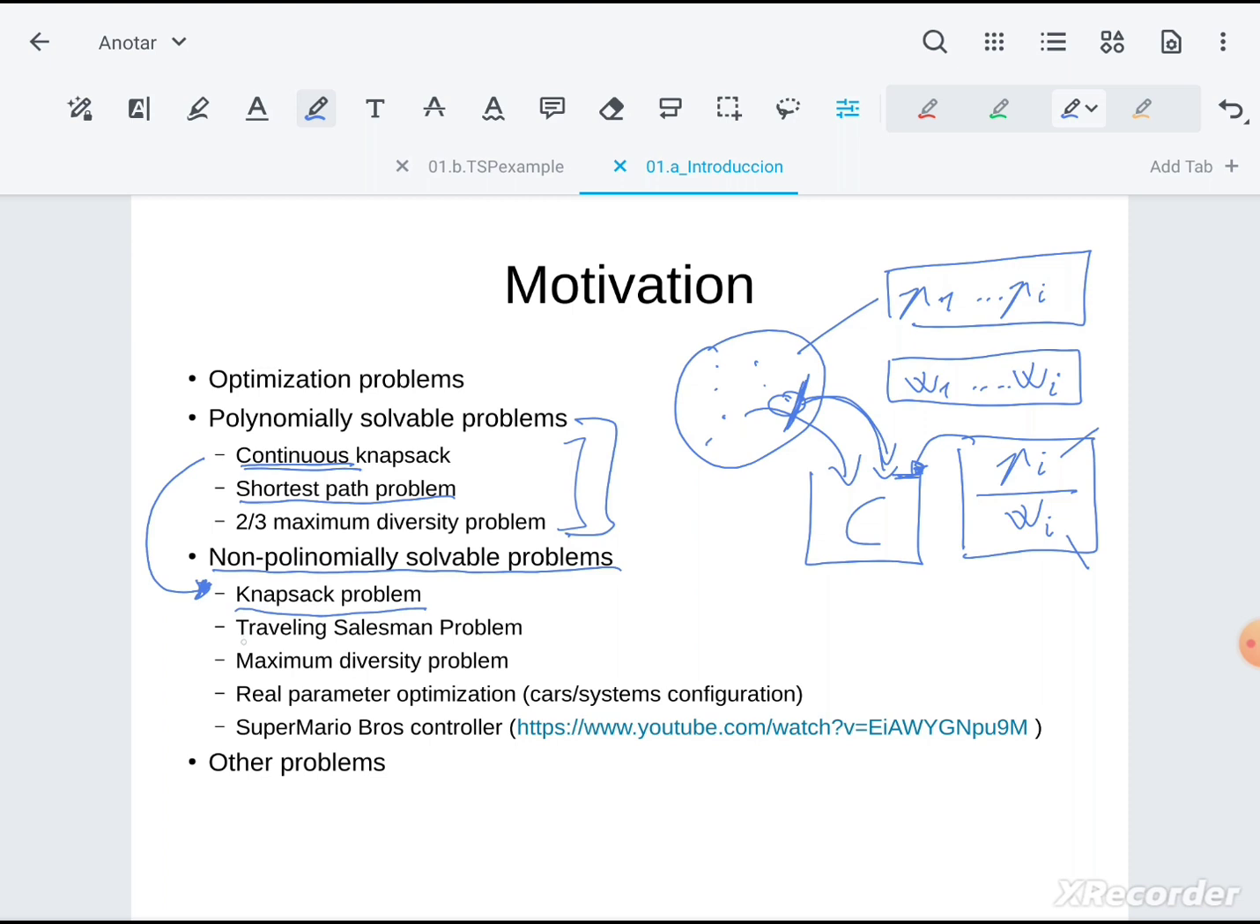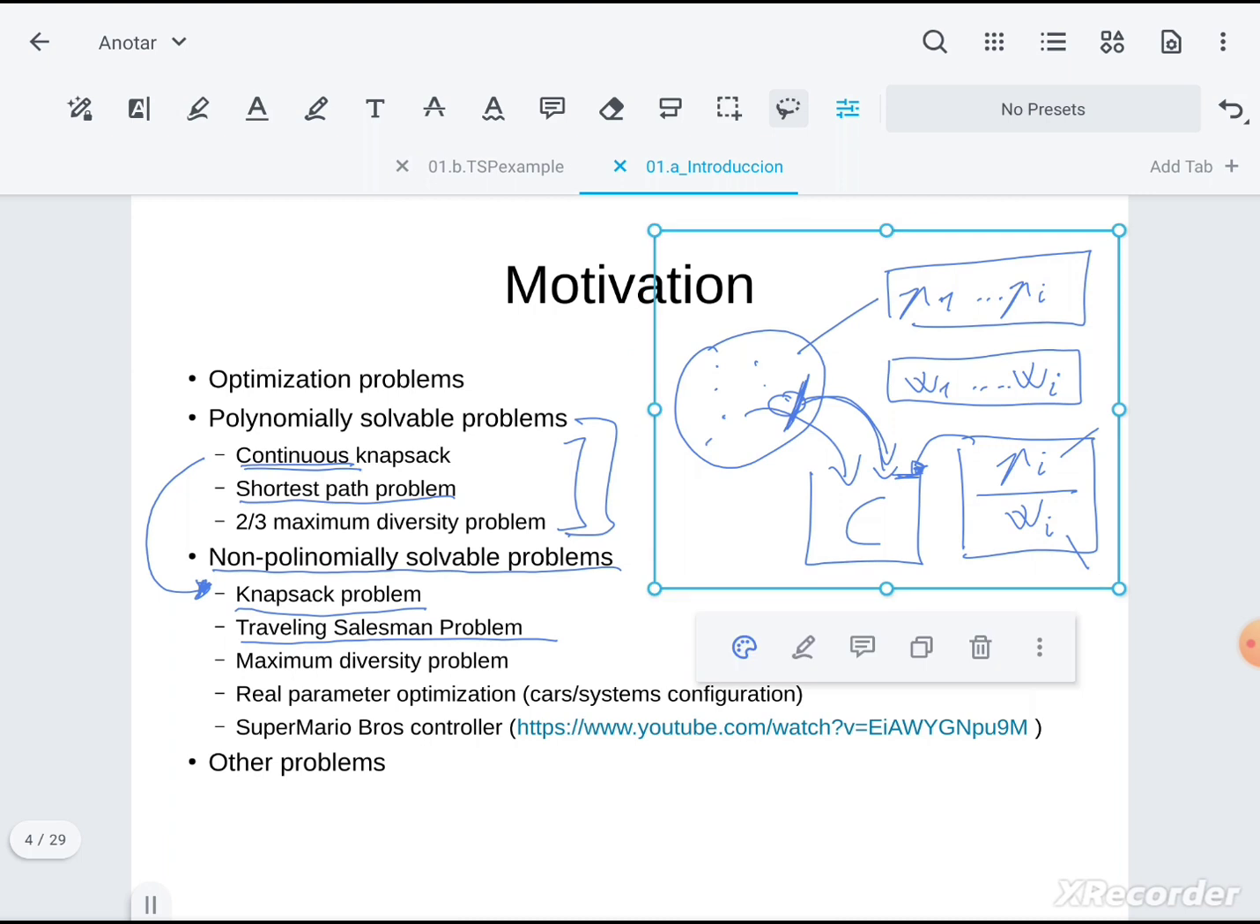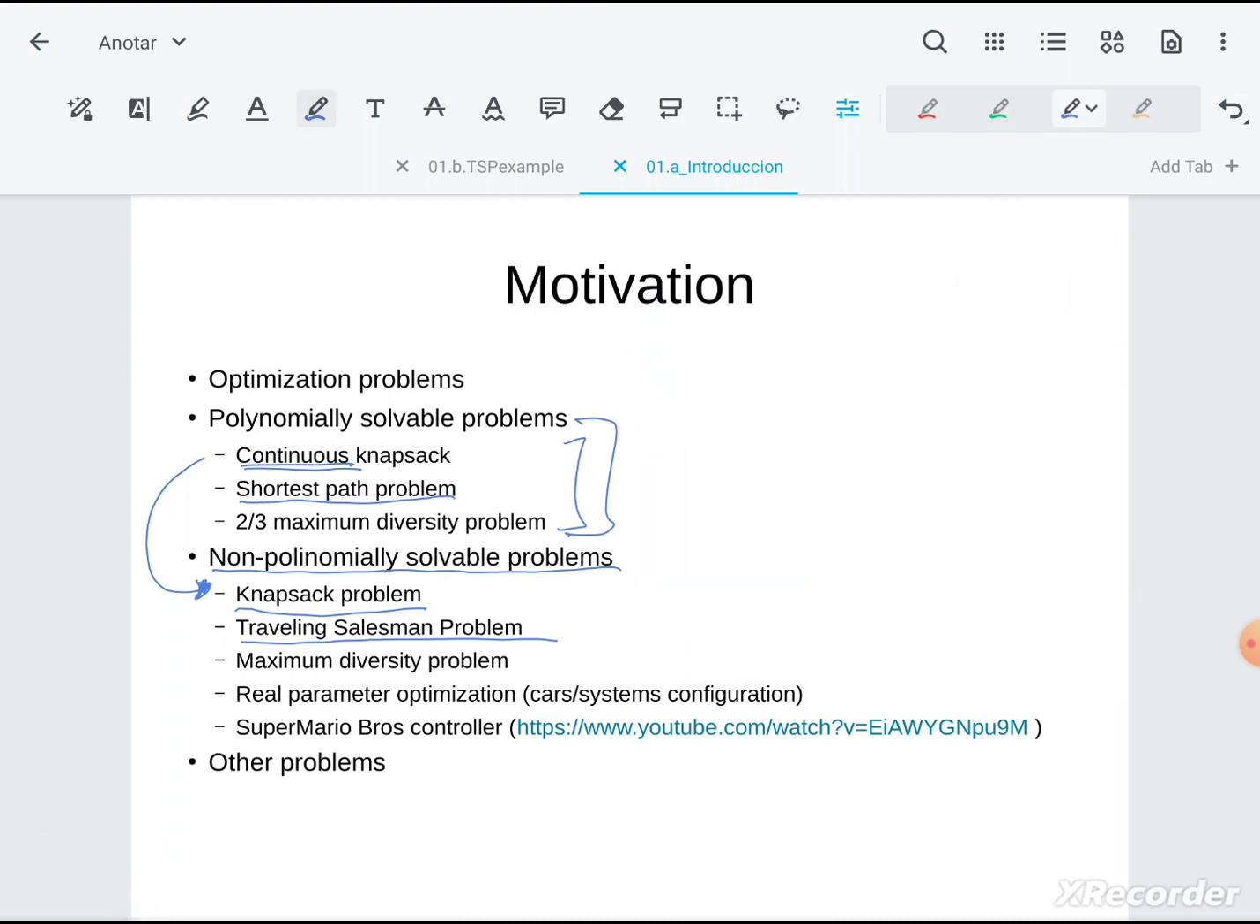In the same way, there are other problems such as the traveling salesman problem. In the traveling salesman problem, the idea is that you have a set of customers, clients, or cities, and you have to visit all of them with a circuit, such as, for instance, this one. Well, perhaps this is not the best circuit in this graph. The idea is that you would like to find the best circuit. This is the traveling salesman problem.